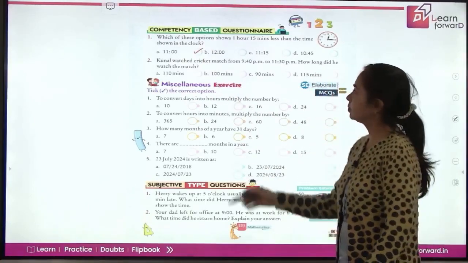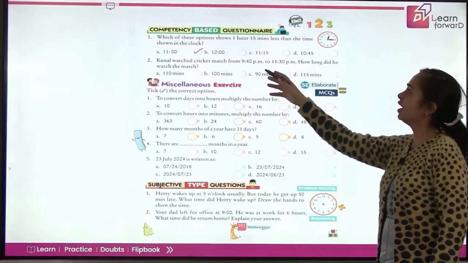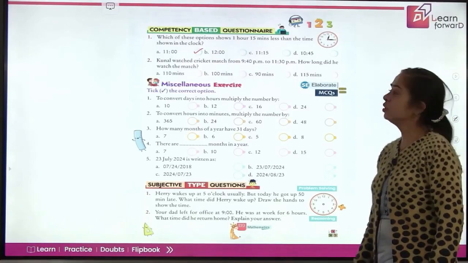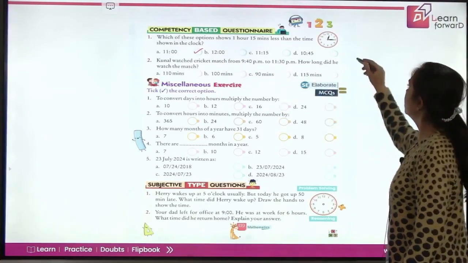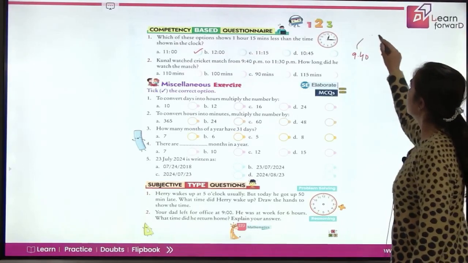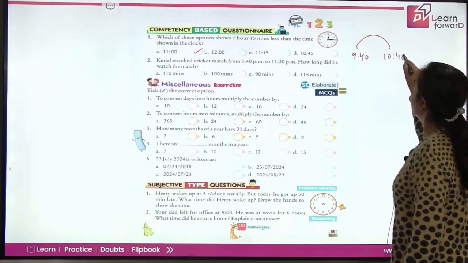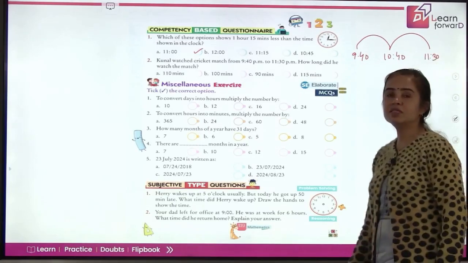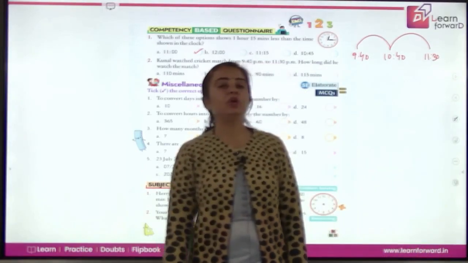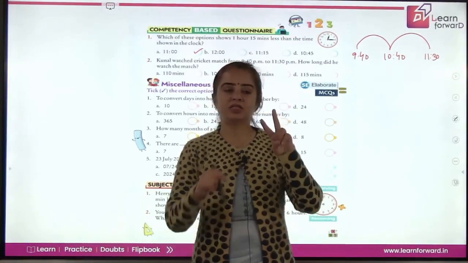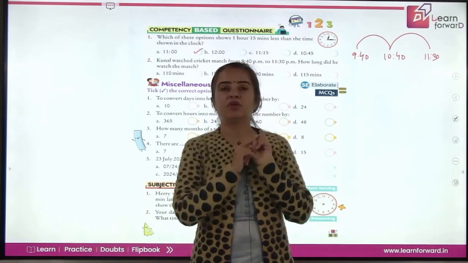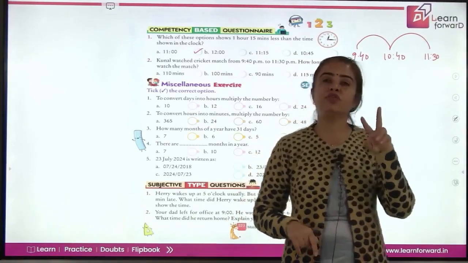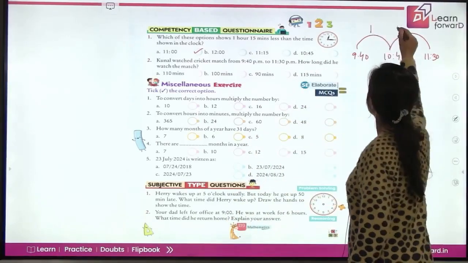That's perfect. Kunal watched a cricket match from 9:40 p.m. to 11:30 p.m. How long did he watch the match? So let's find out the duration. From 9:40 p.m. to 10:40 p.m. it is 1 hour. From 10:40 p.m. up to 11:30 p.m. how many minutes are there? Let's see. From 10:40 to 11 is how much? 20 minutes. 10:50 and then 11 o'clock. After 11 o'clock, another 30 minutes. So 30 plus 20 is 50 minutes. That means 1 hour 50 minutes.